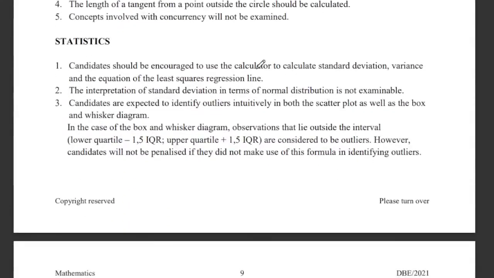So under statistics, they're telling us that candidates should be encouraged to use calculators so that they can calculate or determine the standard deviation. And then when they ask for variance, and then the equation of the least square regression. So in this case, when you need the standard deviation, you need to be aware of all the steps that must be followed of the mode, and then under the mode, which kind of data are you dealing with? Because remember, under statistics, we have what we call the univariate type of data, and then we have the bivariate.